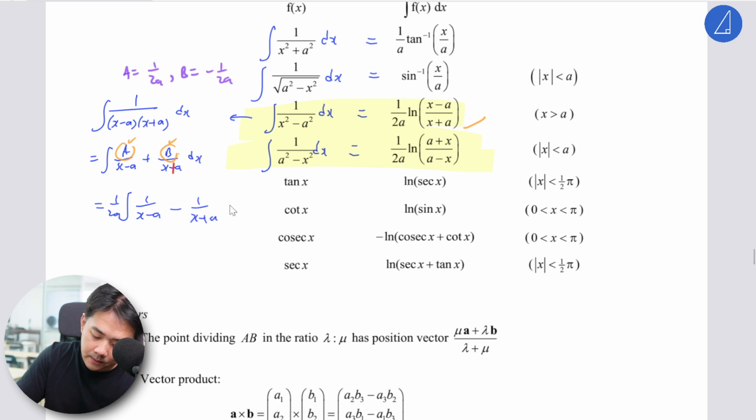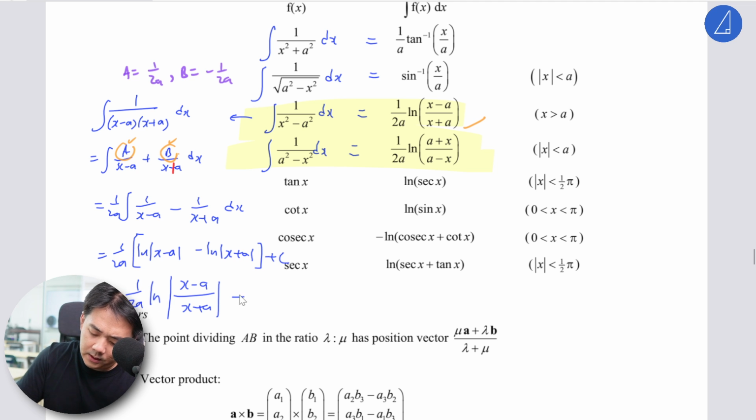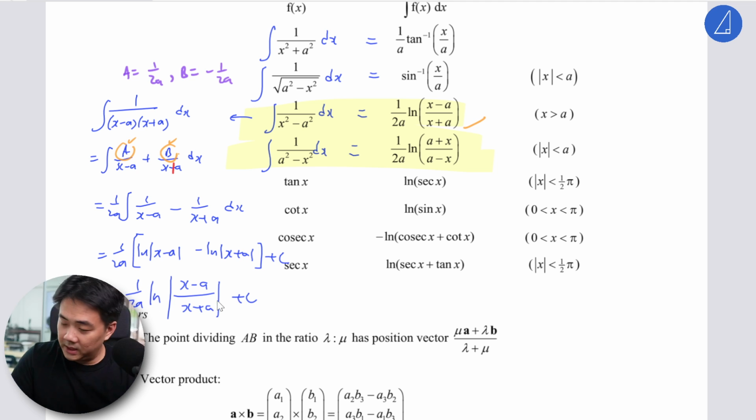X plus a dx. Okay, so this will be half 2a ln x plus a. Then this is ln x plus 2 plus a here. Plus c, this is half a ln x minus a x plus a. Okay, understand? Just understand that if you want to show from here to here, it is by partial fraction.